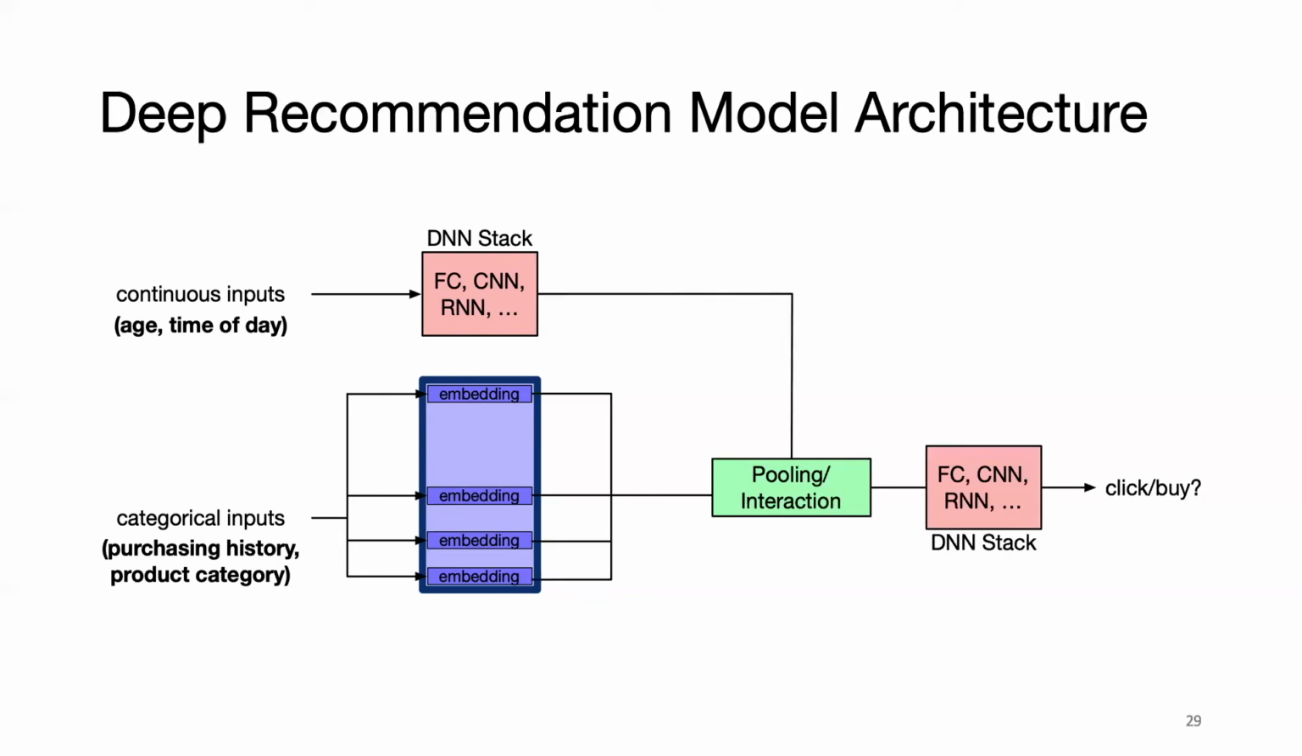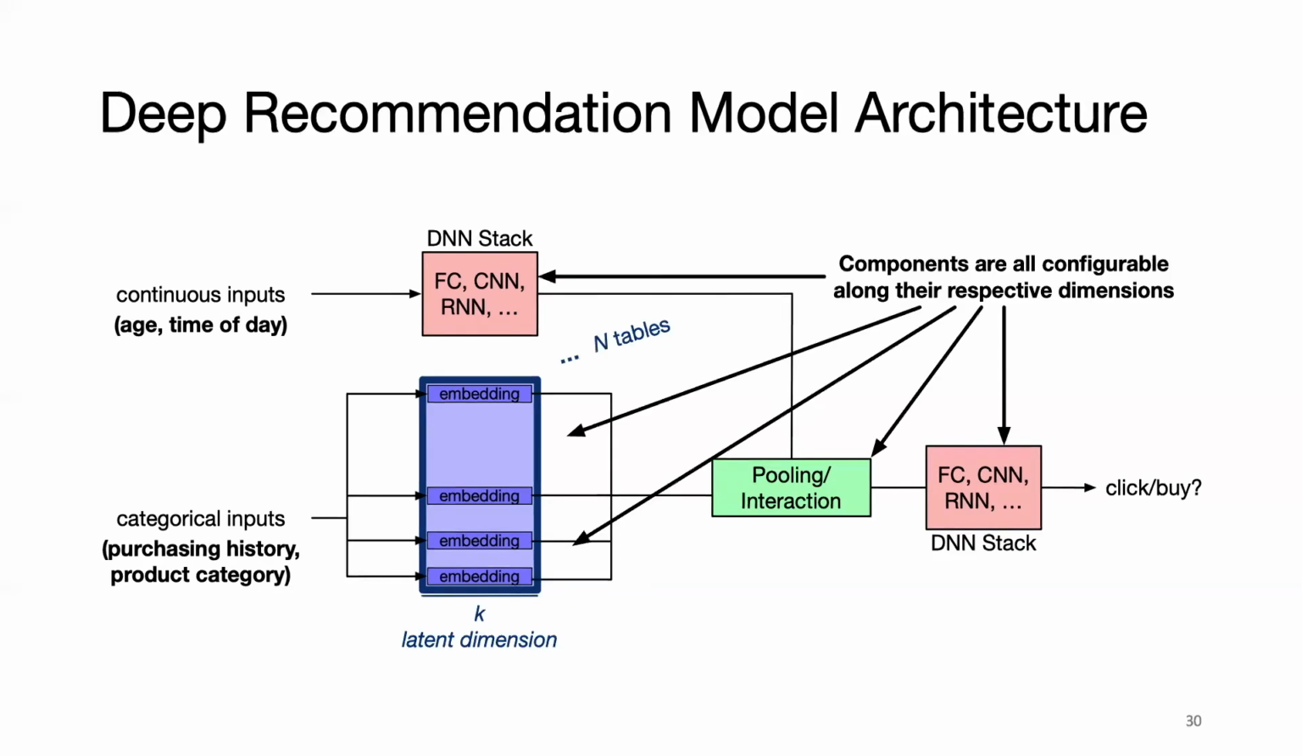After this, we have some post-processing components. This is often in the form of feature pooling and interaction for the initial processing that gets fed into a final DNN stack. The end result will be a click or buy prediction for most recommendation use cases. What's unique about these models, however, is how configurable they are. All of these components shown on this figure can be configured in different ways.